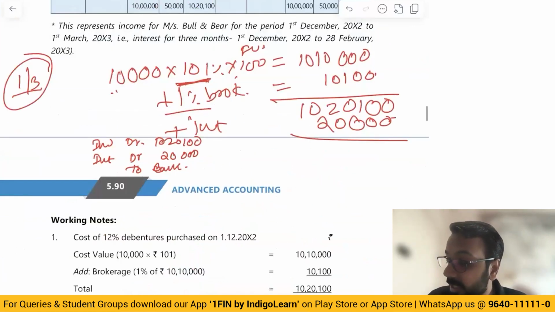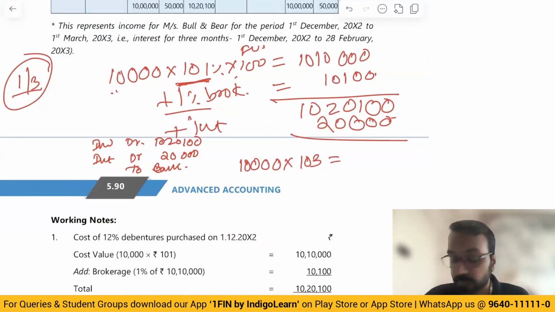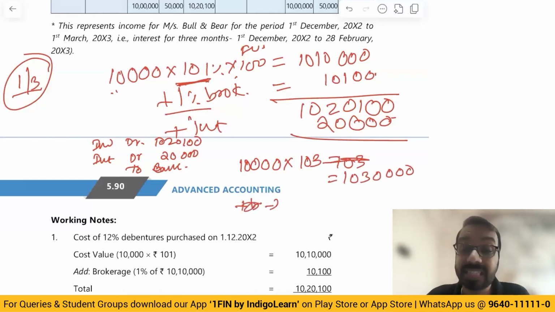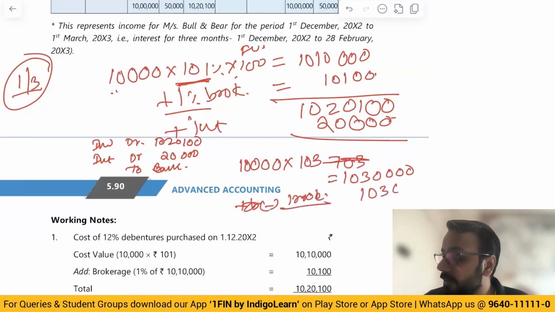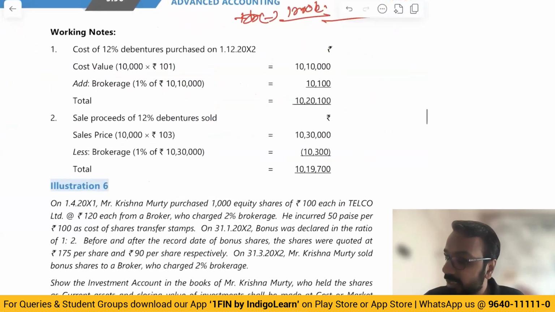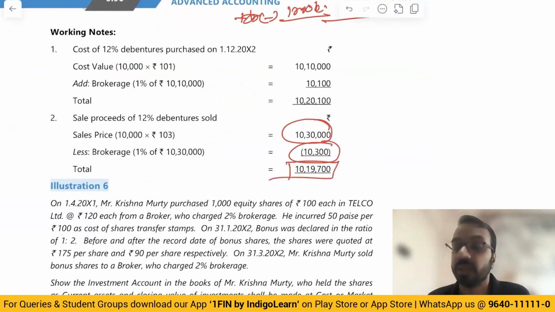So my selling price will be 10,000 into 103, that is 10,30,000. Right? This is my selling price. Sales value will reduce brokerage because we will get lesser amount. Minus brokerage 1%, that is 10,300. So 10,30,000 minus 10,300, you have 10,19,700. That is towards the sale value of debenture.